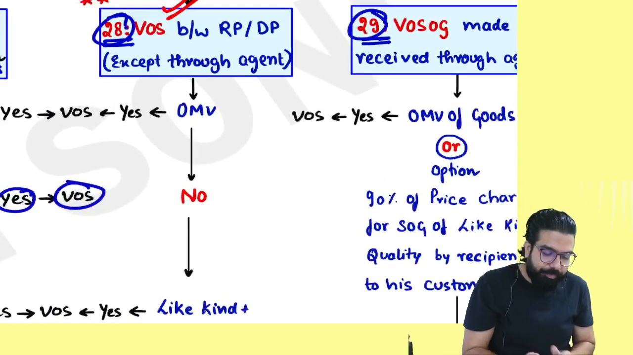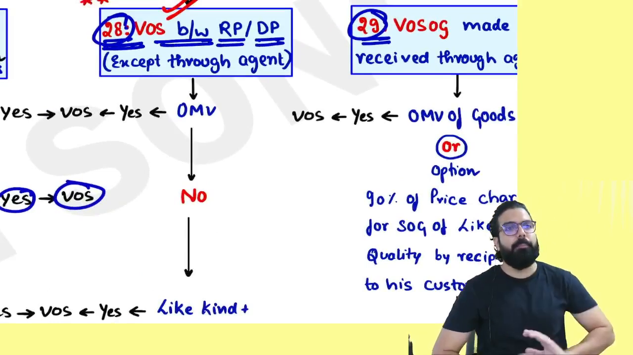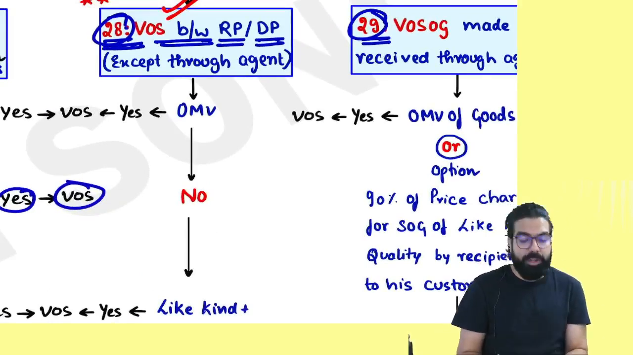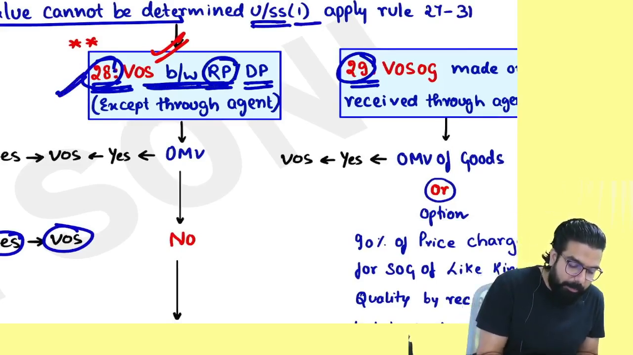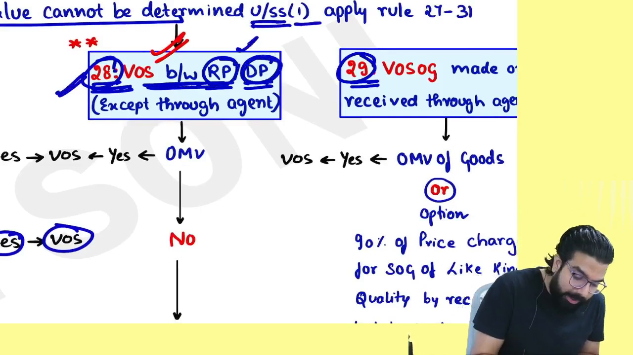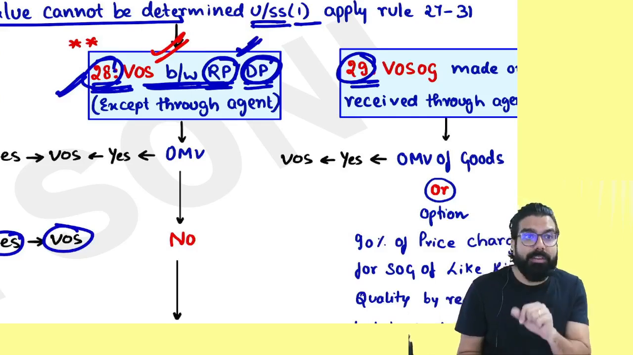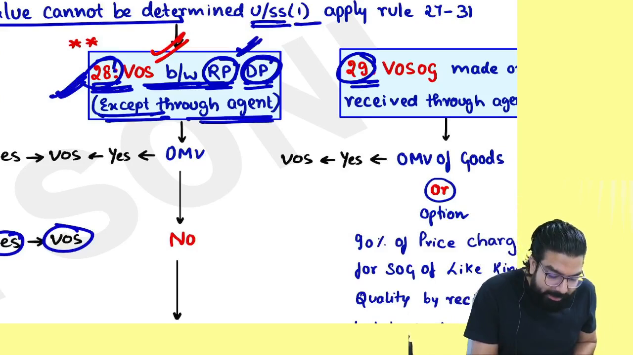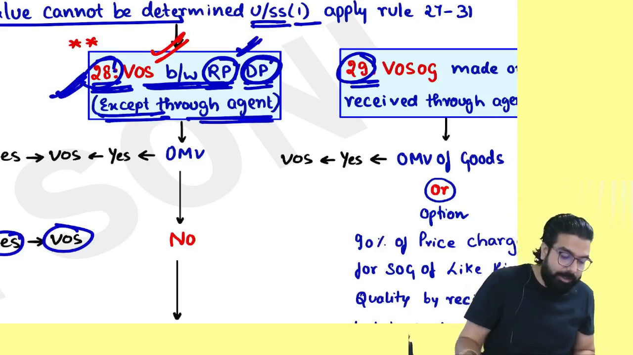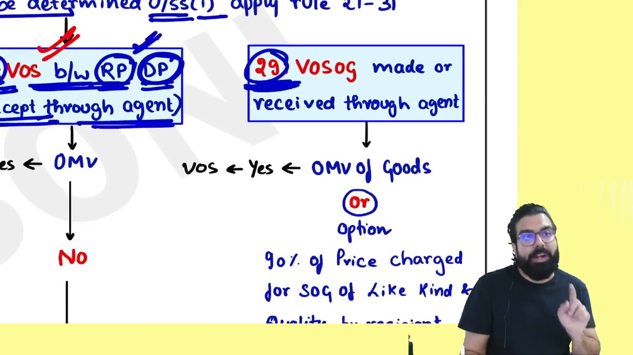Then we have rule number 28, which talks about the value of supply between related person and distinct person. Everyone listen to me very carefully. When you read rule number 28, it says value of supply between related person and distinct person. Related person may, you know, be an agent, a sole agent. So they told in rule number 28, except through agent. Except through agent means in the agent's case rule number 28 will not be applicable. What will be applicable? Rule number 29.